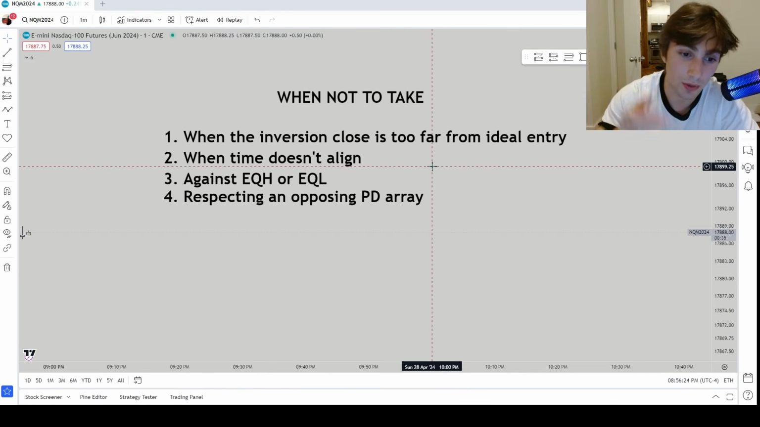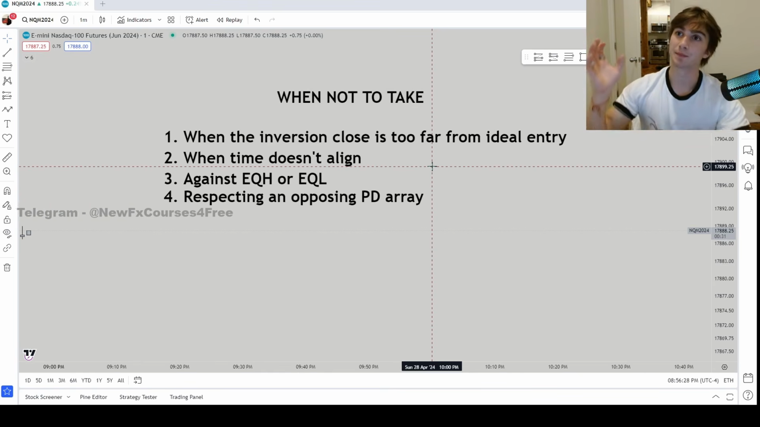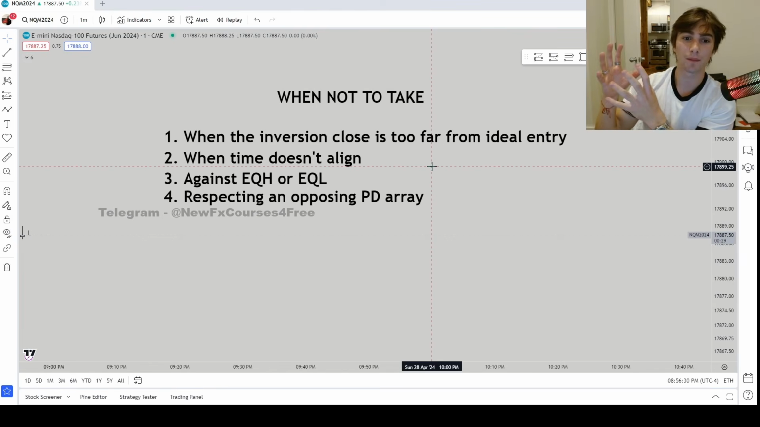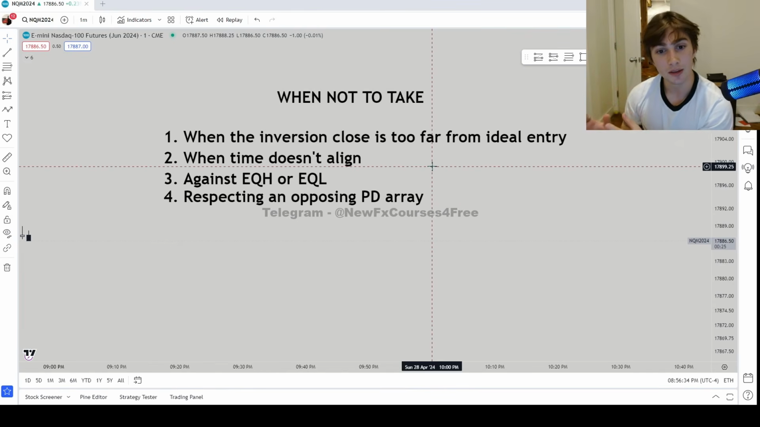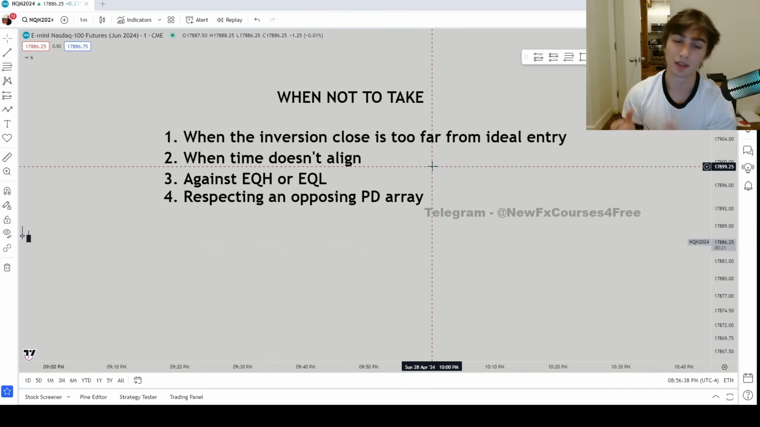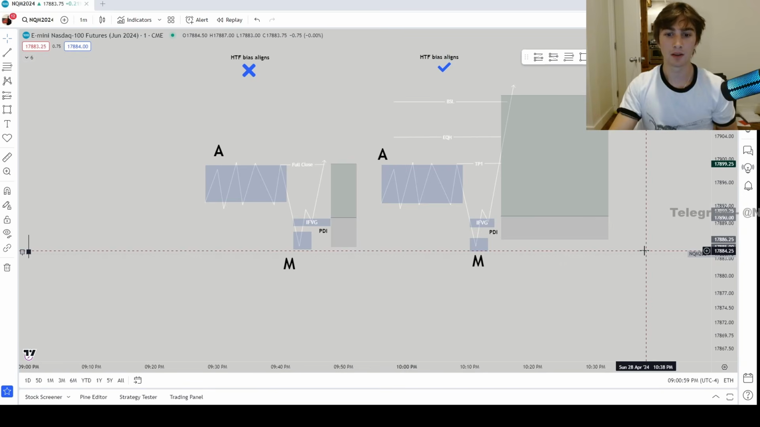Another time you don't take it is when you're respecting an opposing PD array, and by that I mean let's say you want to take a bearish PDI, but you are inside of a bullish 15-minute fair value gap. Don't take it. It's very easy to get manipulated out once again, right? Be smart when you take it.